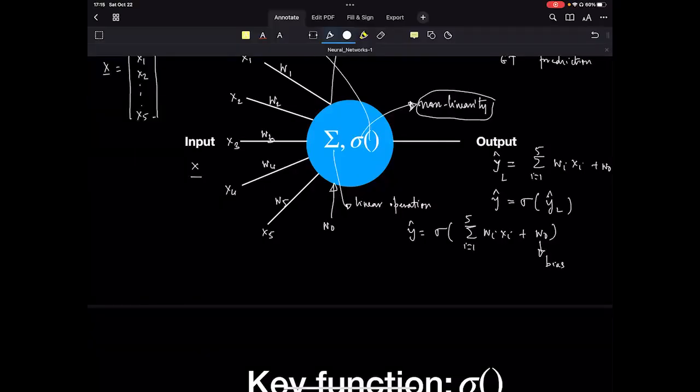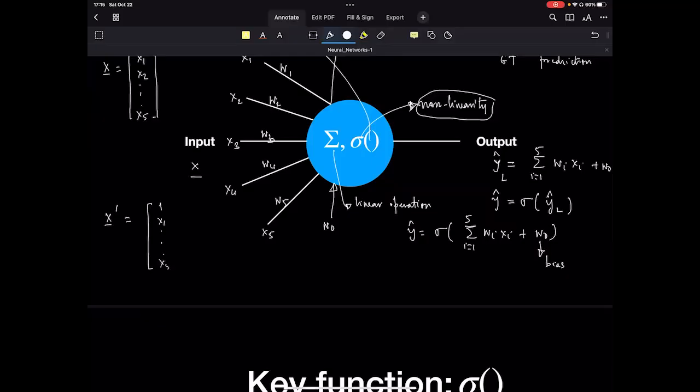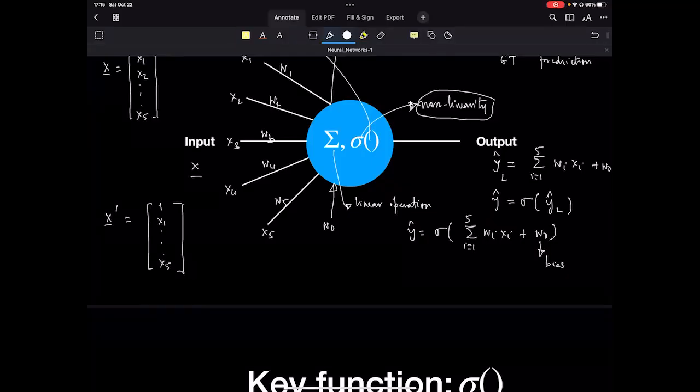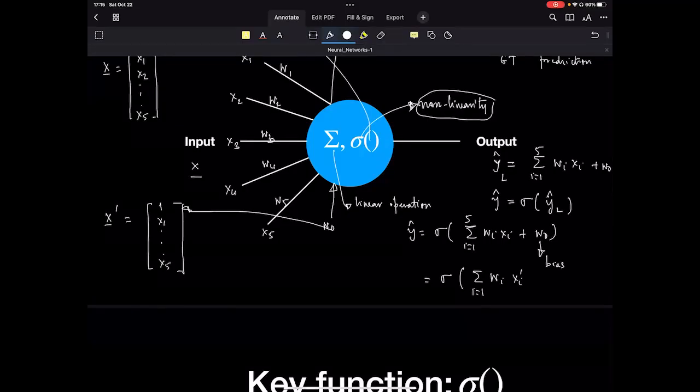And sometimes what people also do is, instead of saying x underbar, people also say x prime. And what they say is that they are going to introduce a 1 along with x1 through x5. And this w naught that I have here is going to multiply my 1. So you can write it more compactly in this fashion. So this can be written as summation wi xi prime, i going from 0 to 5.